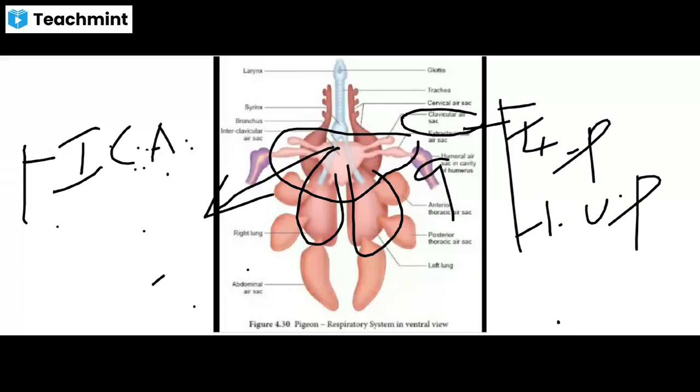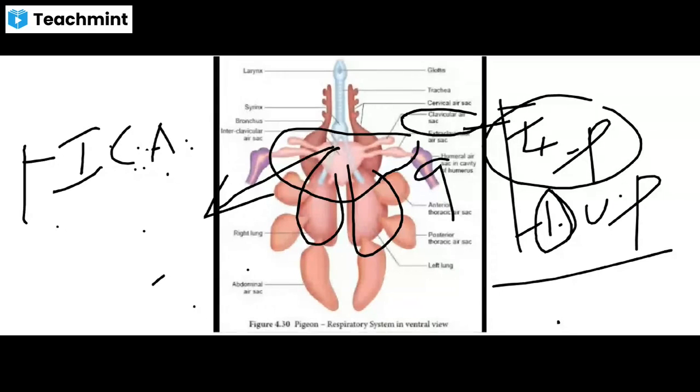In pigeon one unpaired air sac is there, that is called the intraclavicular air sac. The remaining 4 are paired air sacs. They are called cervical air sacs, anterior thoracic air sacs, posterior thoracic air sacs, and abdominal air sacs. Total 9 air sacs are present in pigeon. Next, functions of air sacs.